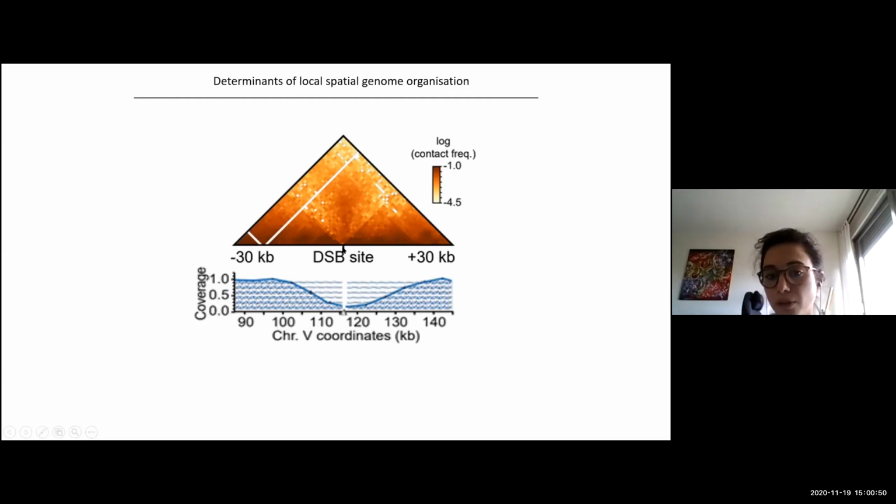As it is occurring at the break site, we wondered whether it was dependent on homologous recombination proteins, and more especially the resection proteins, because the extent of this signal is following the extent of resection, as you can see by the decrease of the coverage in the vicinity of the break.